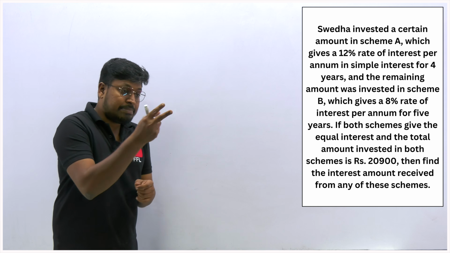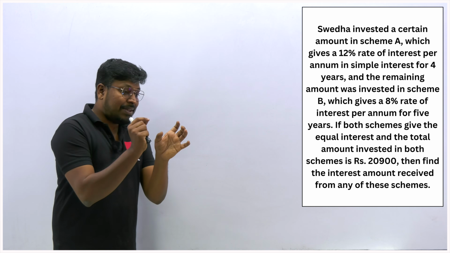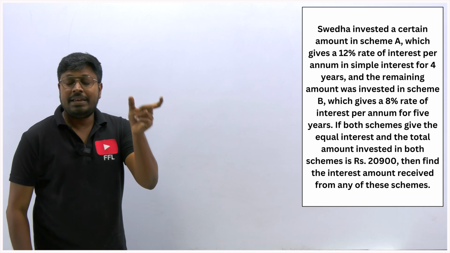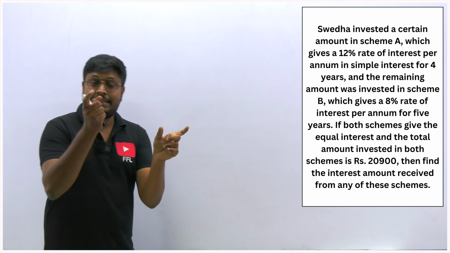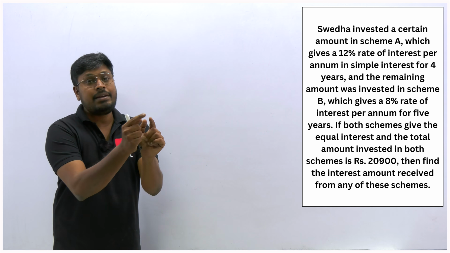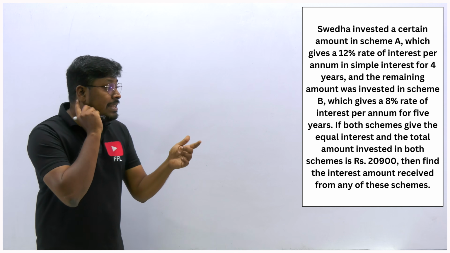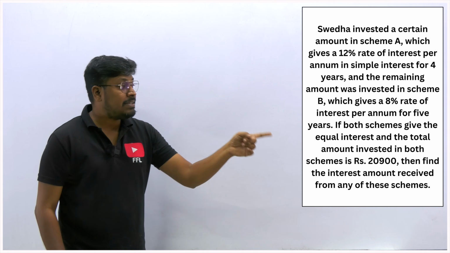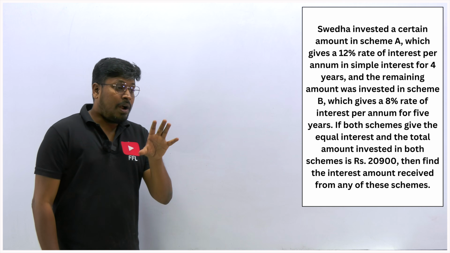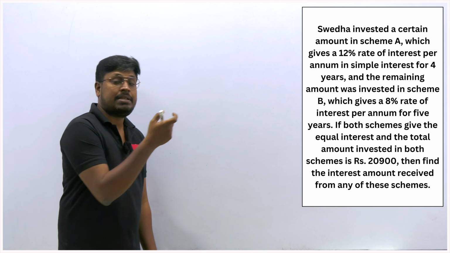So that means simple interest 1 as well as simple interest 2 is the same. So what we can surely do here is equate them. With the first data, we can find the simple interest. With the second data, we can find the second simple interest. And we can equate them in order to find either the principal or the rate of interest, whichever it may be. And they have given the total amount invested in both the schemes as 20,900. So what we can do here, one way, right? The total has been given, 20,900.